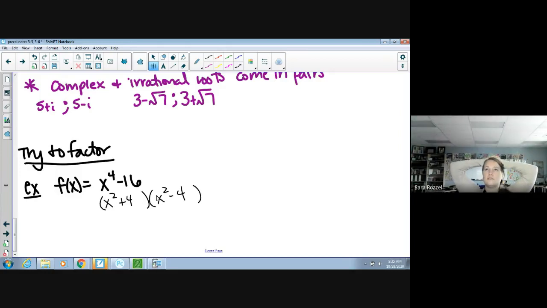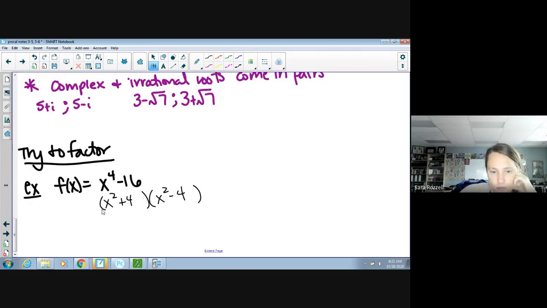Into x squared plus 4 and x squared minus 4. Does everybody agree that that is factored correctly for those? Okay. Are either of these a difference of squares and can be factored more? The first one or the second one? The second one. Yeah, you can't factor a plus square.